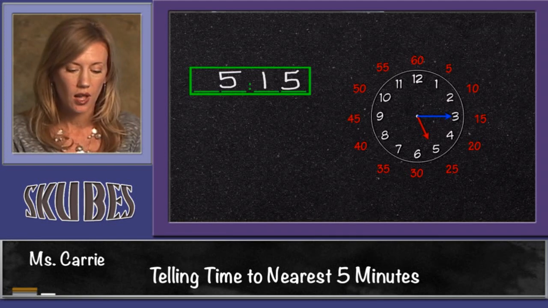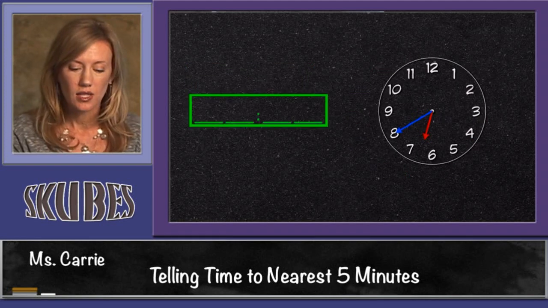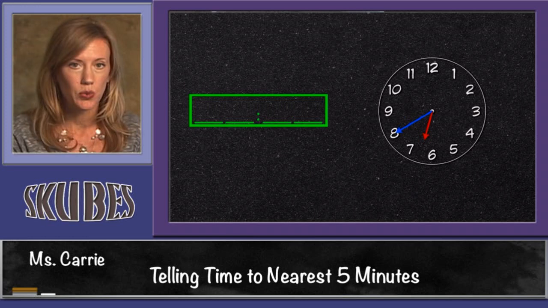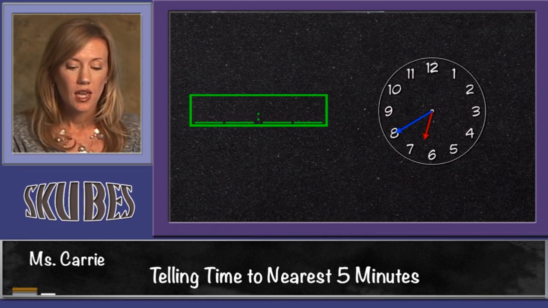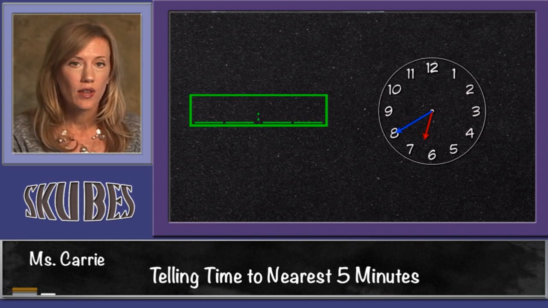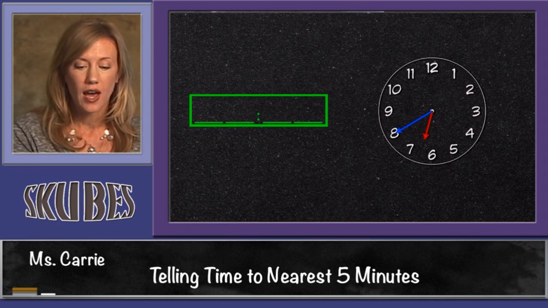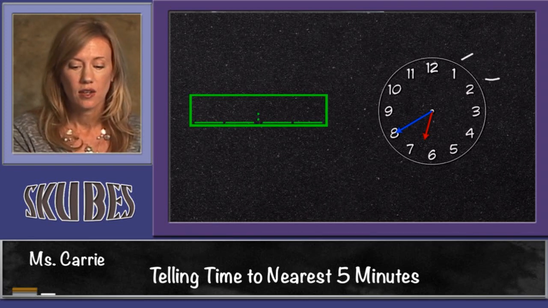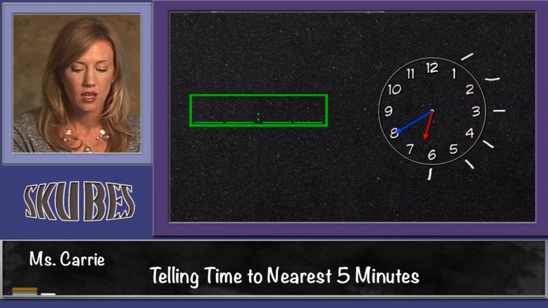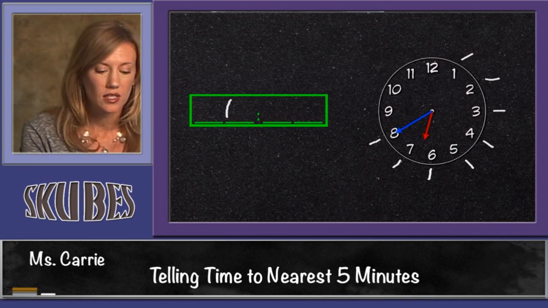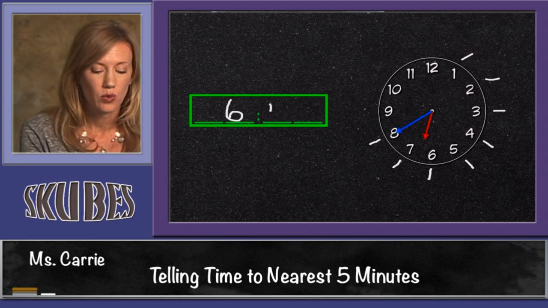Let's look at another clock. On this clock, the hour hand is between the 6 and the 7, and the minute hand is on the 8. Now let's go around the clock and count, since we don't have numbers on this clock, to see where it would be. It would be 5, 10, 15, 20, 25, 30, 35, 40. We know that this clock says 6:40.